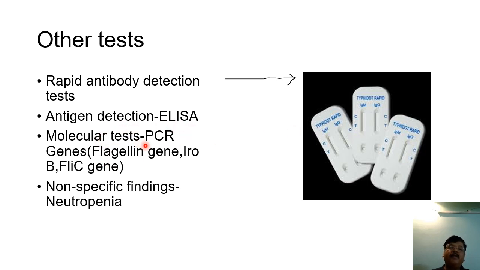Then molecular tests like PCR, where genes which are used are the flagellin gene, invA gene, and fliC gene. These are the genes used for PCR for diagnosis of enteric fever. Then non-specific findings are also to some extent helpful, such as neutropenia.